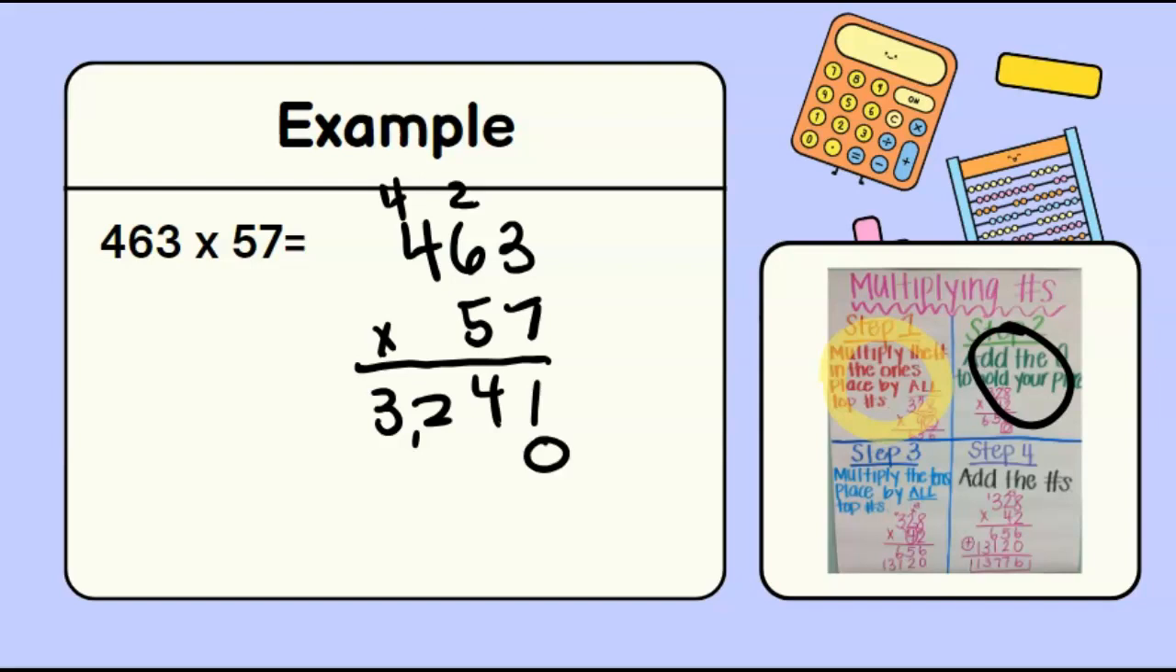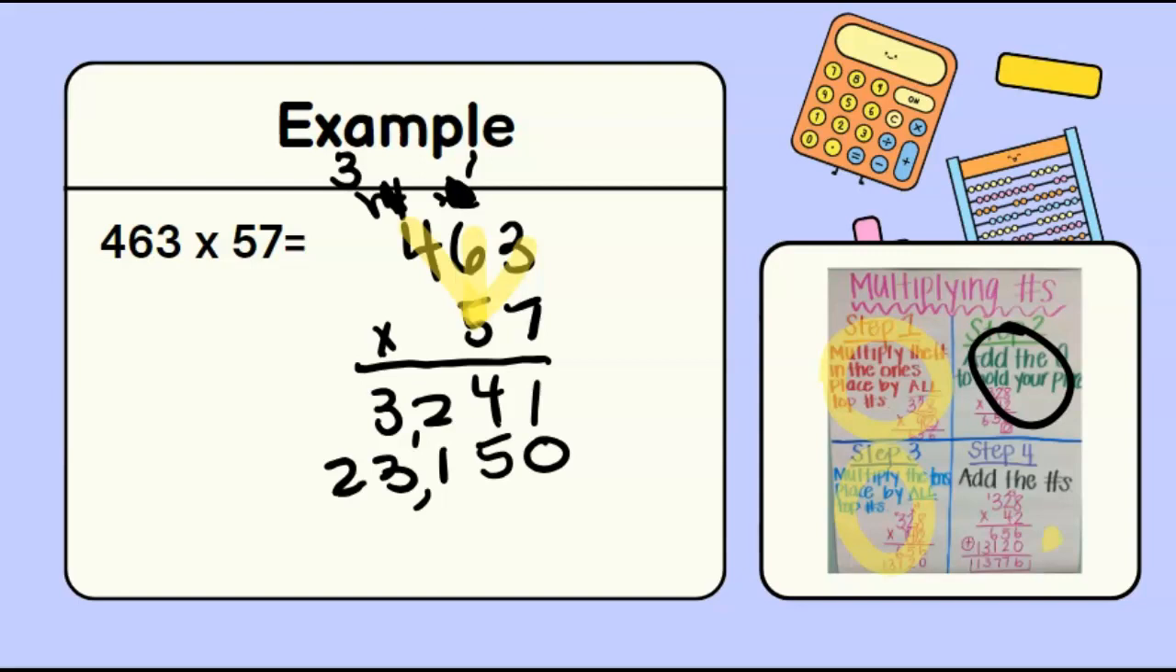Put my 0, and then I will go to step 3, multiply my tens place by all the top numbers. 5 times 3 is 15. Carry my 1. 5 times 6 is 30, plus 1 is 31. Bring my 1 down, carry my 3. 5 times 4 is 20, plus 3 is going to give me 23.